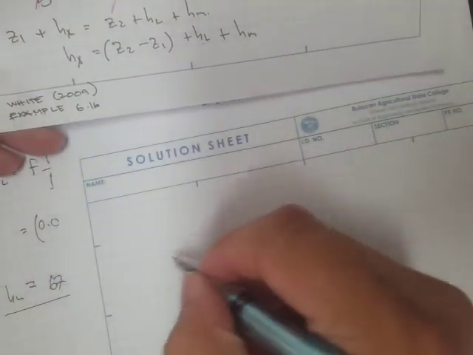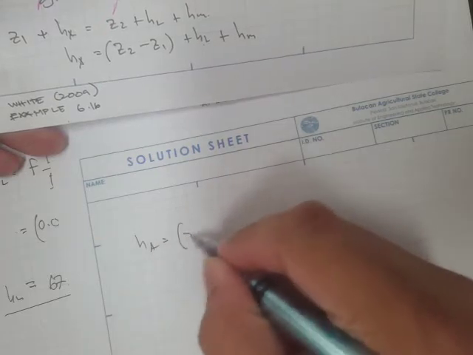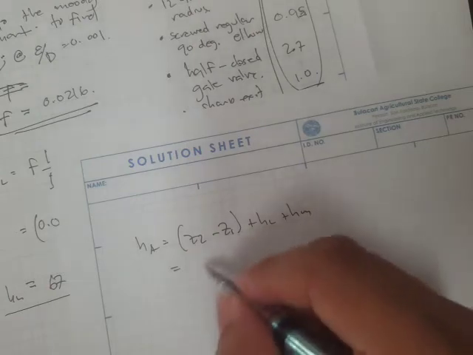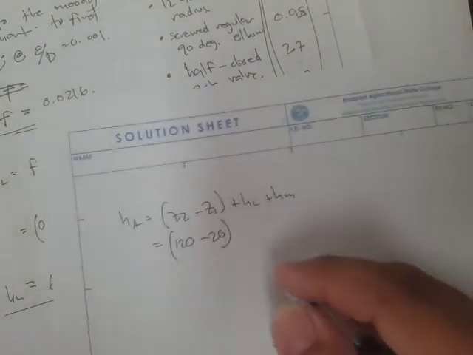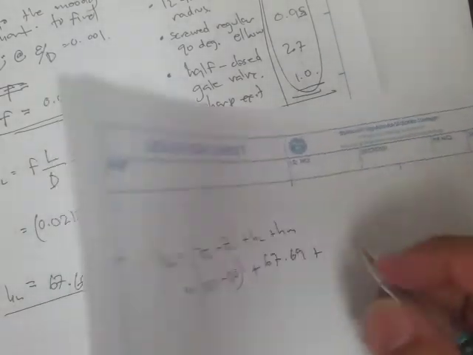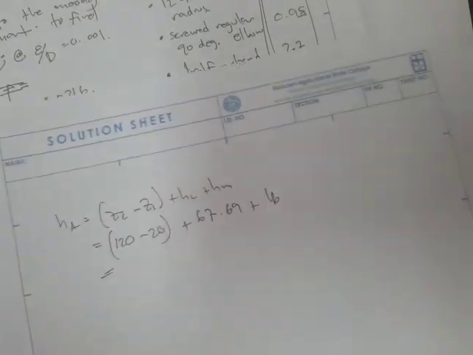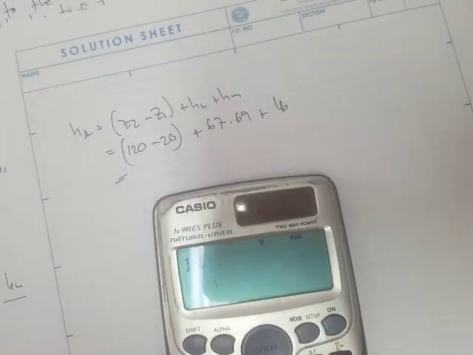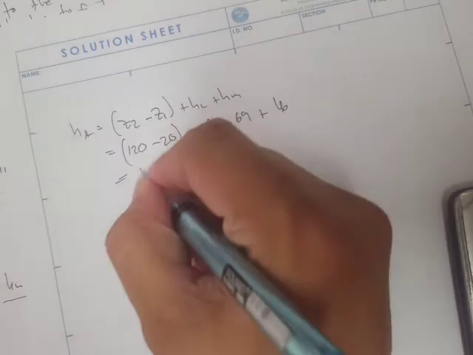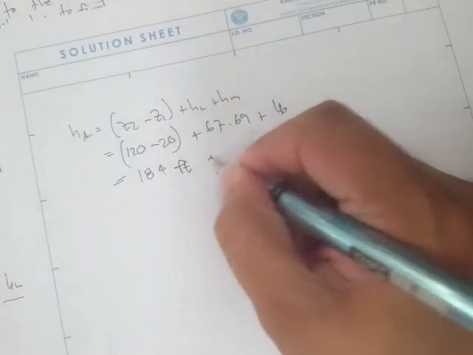And therefore for our equation, we have h sub a is equal to z sub 2 minus z sub 1 plus h sub l plus h sub m, and the difference in the elevations is just 120 minus 20, and they're both in feet. This one, h sub l, is 67.69 plus the minor loss, which is 16 feet. Therefore, this is 100 plus 67.69 plus 16, and we have a value of 183.69, or 184 feet of pump head.